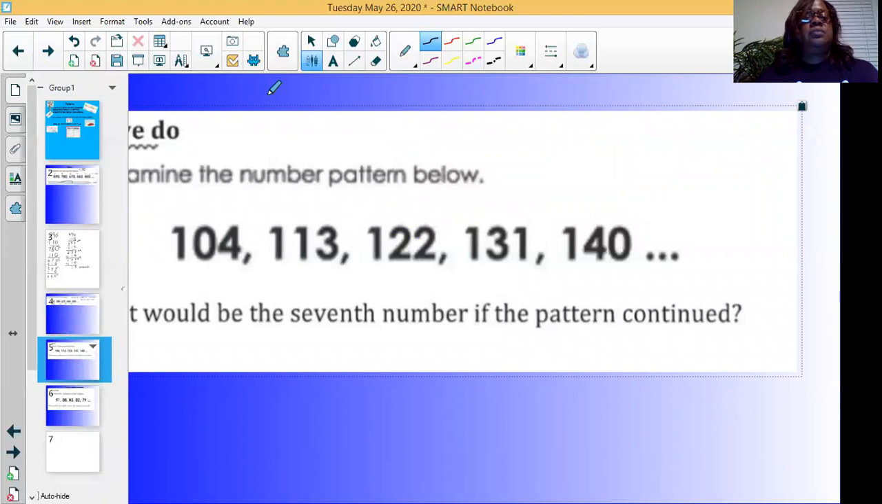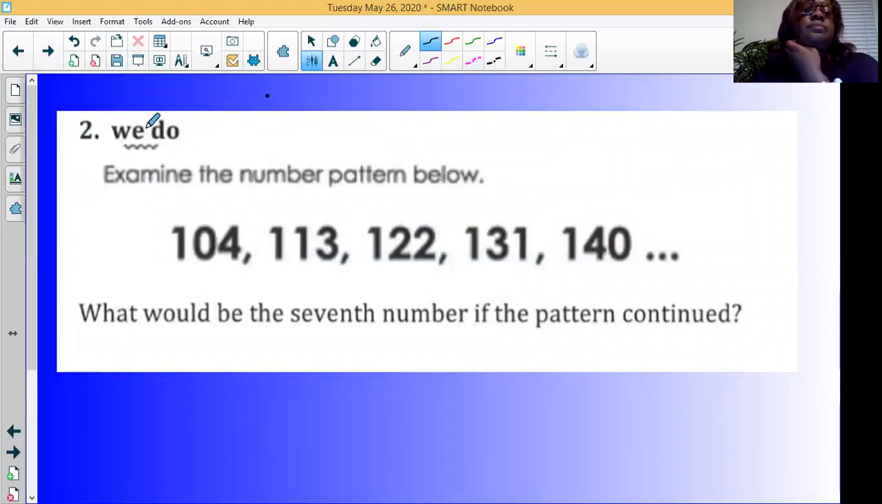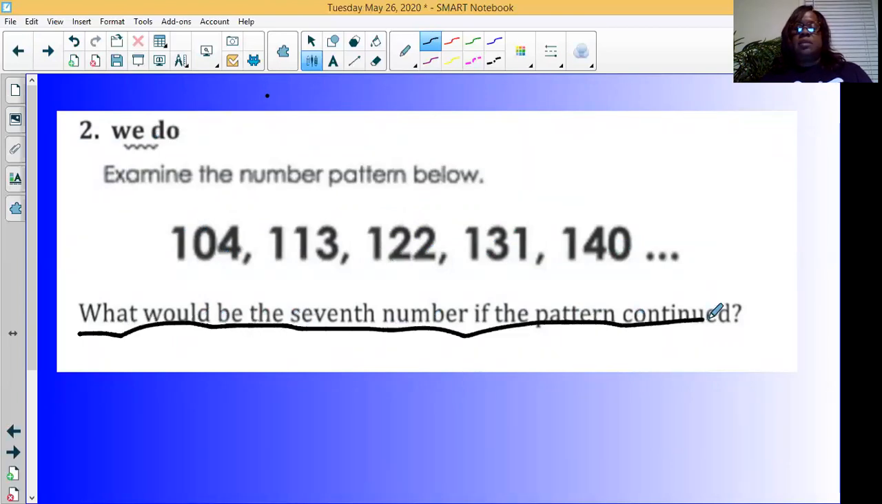The next one is a we do. And it says, examine the number pattern below. What would the seventh number be if the pattern continued? Let's look at our numbers. We have 104, 113, 122, 131, 140. And let's underline our big question and then box in what we're looking for.